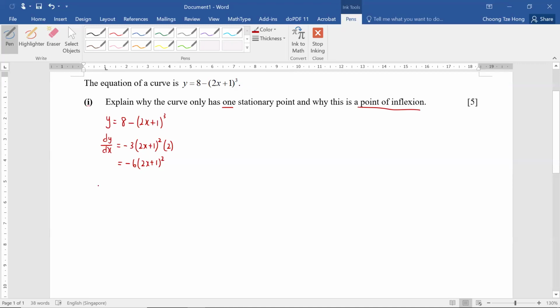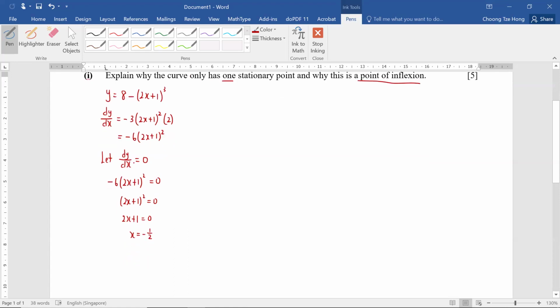If we let dy/dx be 0, what we are trying to do is to find the x coordinate of the stationary point. So let dy/dx equal 0. If negative 6 times (2x plus 1) squared is 0, it has to be the (2x plus 1) squared that equals 0. And if (2x plus 1) squared is 0, it means that 2x plus 1 has to be 0, because only 0 squared can give you 0, right? If you solve it, indeed we only get one value of x. So now we can conclude or explain why there's only one stationary point.